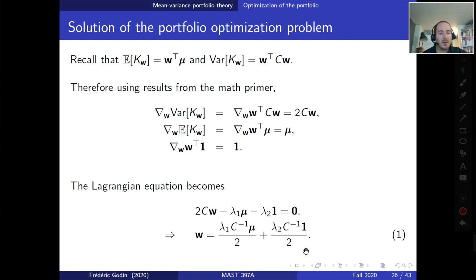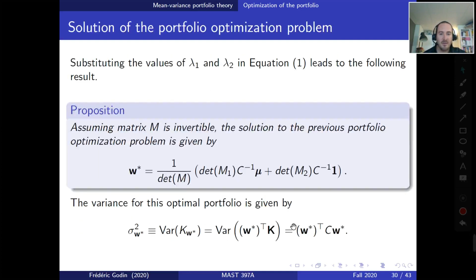What remained to be calculated were the Lagrange multipliers, but with Cramer's rule we just computed their values. So we can substitute these values of lambda 1 and lambda 2, and this gives us the final proposition: the optimal weight vector is given by this expression. It's 1 over the determinant of M times the determinant of M1 times C inverse, the covariance matrix of assets inverse, times mu, plus the determinant of M2 times C inverse times 1.